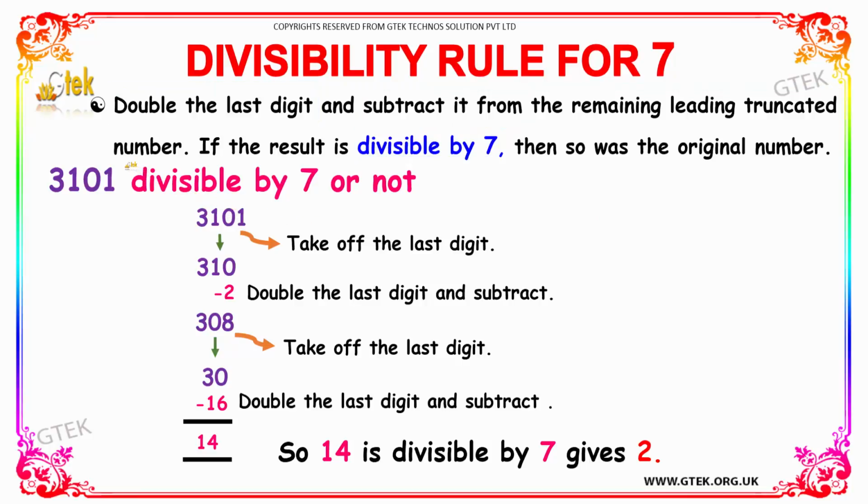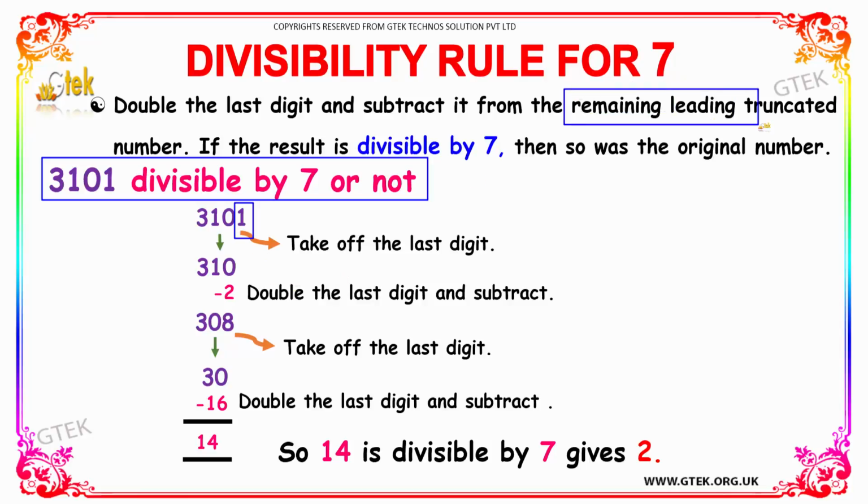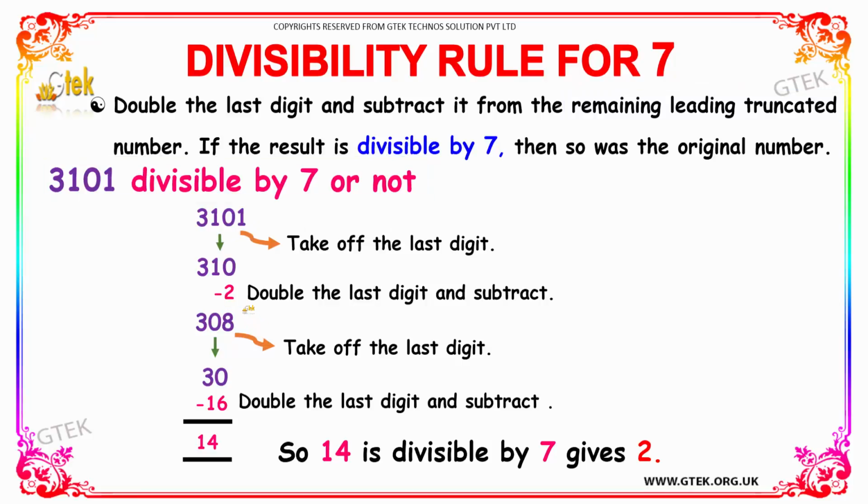So here we have an example where 3101 should be checked whether it is divisible by 7 or not. You have to take off the last digit and double it and subtract it from the remaining leading truncated number. On doubling 1, you get 2. And you have to subtract it from the remaining number. So 310 minus 2 will give you 308.